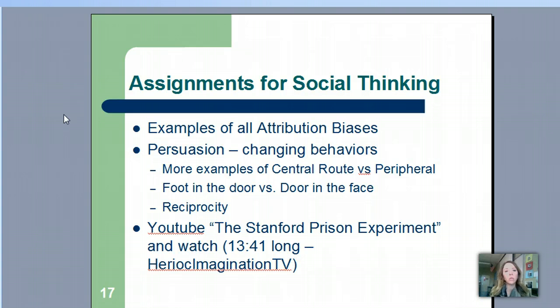And then what I want you to do is go on YouTube and look for the Stanford prison experiment. There's a video that's about 13 minutes long, by Imagination TV. I want you to watch that and then compare it to the Stanford prison experiment.